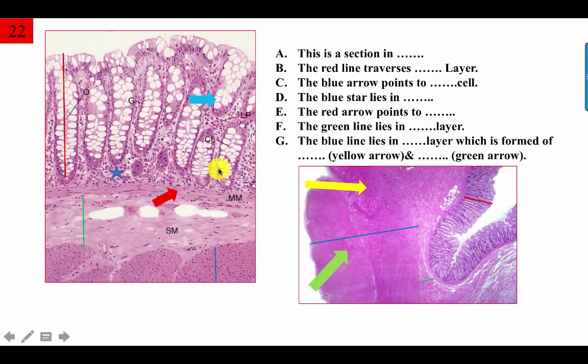Now this is a section in the large intestine, because we have crypts only, we don't have any villi projecting on the surface. And also in this picture you can see the tinea coli.